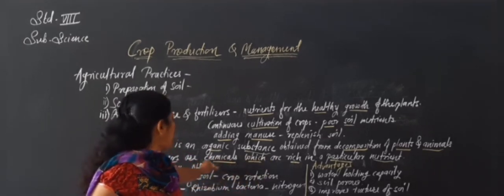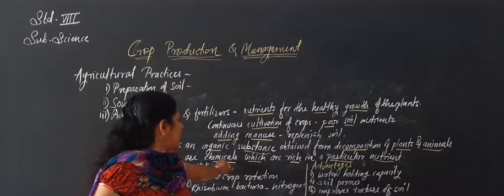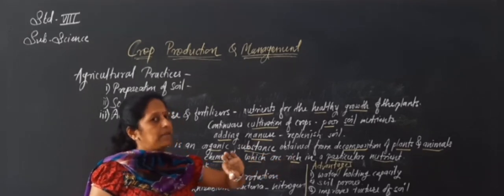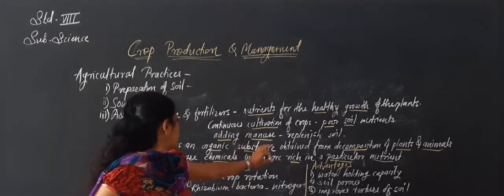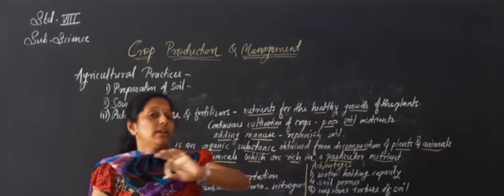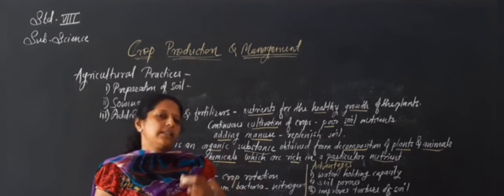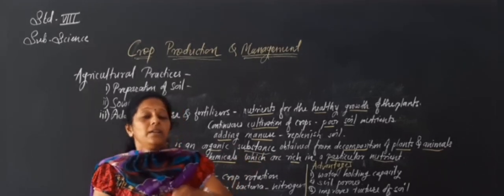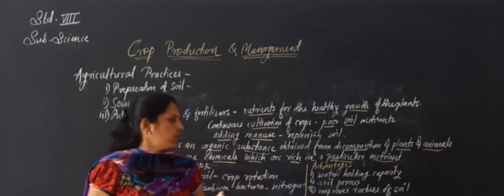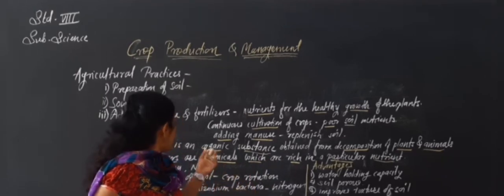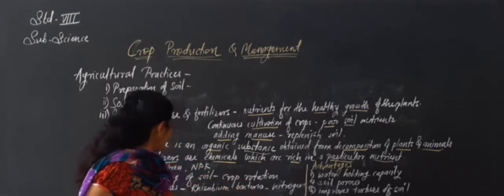What is the meaning of fertilizer? It is a chemical, rich in a particular nutrient, prepared in factories. If you need nitrogen, phosphorus or potash, you add that. If you need all three at a time, meaning NPK, you should provide that. So that is about fertilizers.